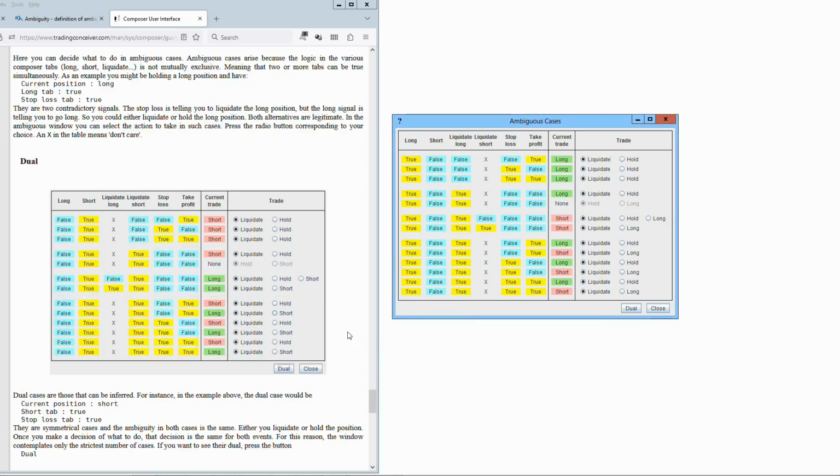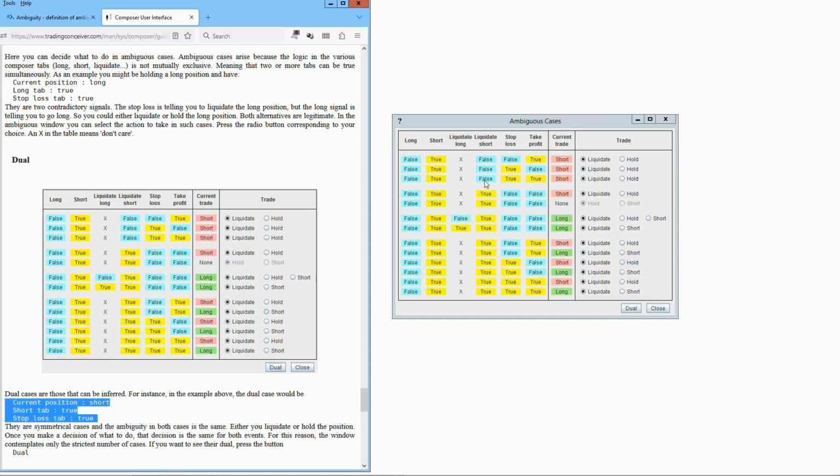Dual cases are those that can be inferred. For instance, in the example above, the dual case would be current position short, short tab true, stop loss tab true. They are symmetrical cases and the ambiguity in both cases is the same. Either you liquidate or hold a position. Once you make a decision on what to do, that decision is the same for both events. For this reason, the window contemplates only the strictest number of cases. If you want to see their dual, press the button Dual. Again, this example corresponds to the same line in the disambiguate window.